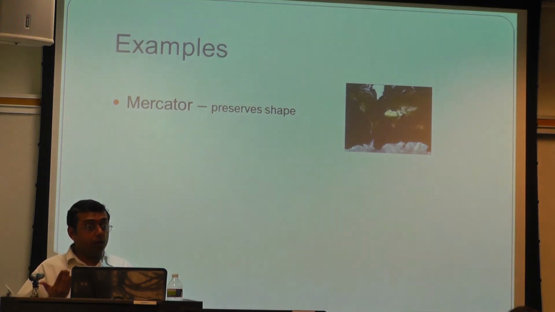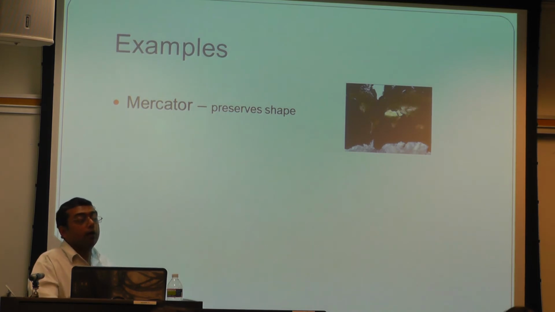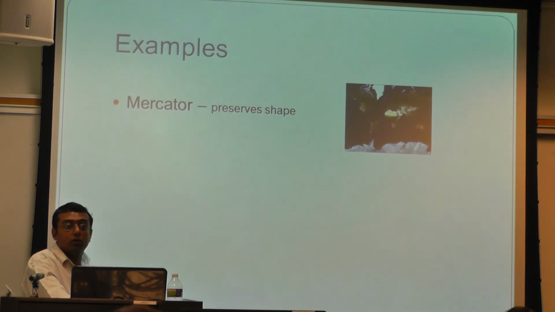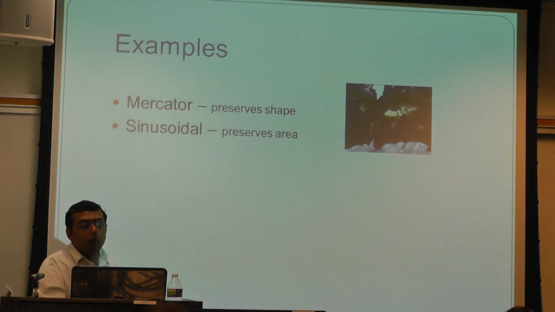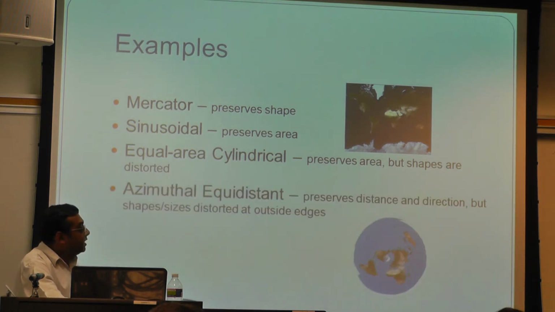It preserves the shape, basically the borders of the different objects, but it does not preserve size, right? So if you are going to calculate the area of any polygon in your map, and you use the Mercator projection to do that, you're going to get errors, mistakes, and so on and so forth. Another example: a sinusoidal projection preserves area, but does not preserve the other 3. Then you have equal area cylindrical. It preserves area, but the shapes are distorted. And another one is the azimuthal equidistant, which preserves distance.